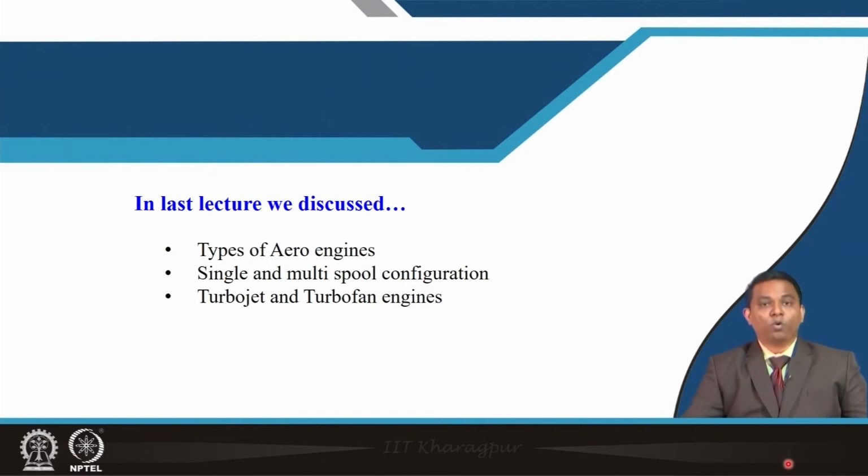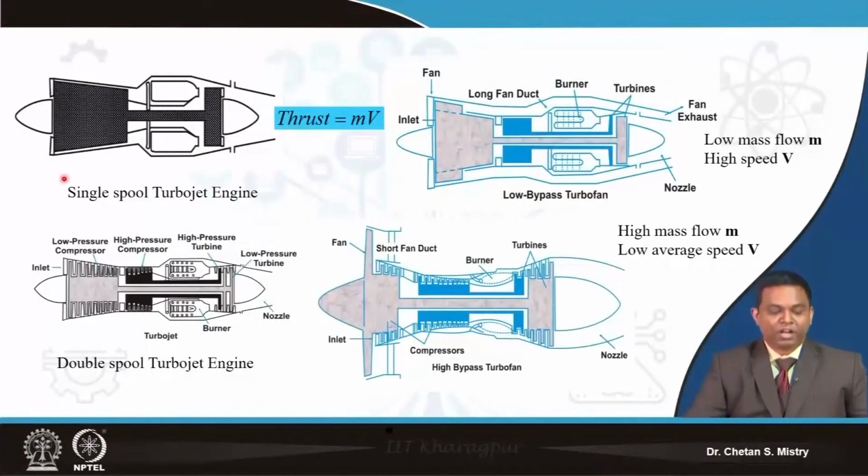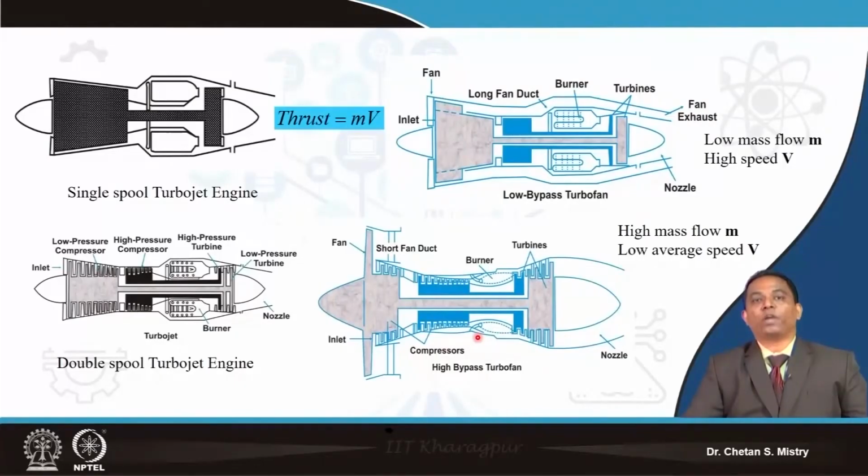Now we have seen the configurations of the single spool turbojet engine, double spool turbojet engine, high bypass ratio turbofan engine, and low bypass ratio turbofan engine. Now let's move towards the high bypass ratio turbofan engine. In the recent trend for the use of aero engines, the high bypass ratio engine is a major contributor, because we have a wide range of application for commercial aircraft.